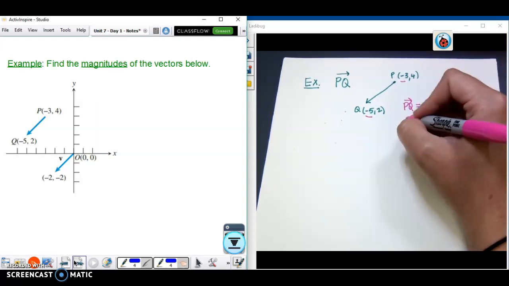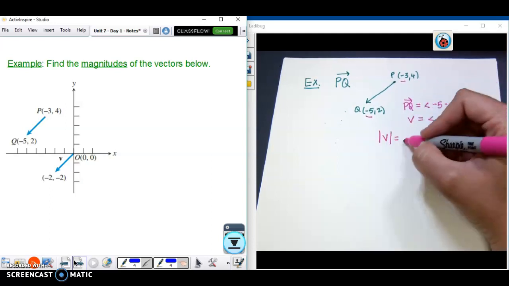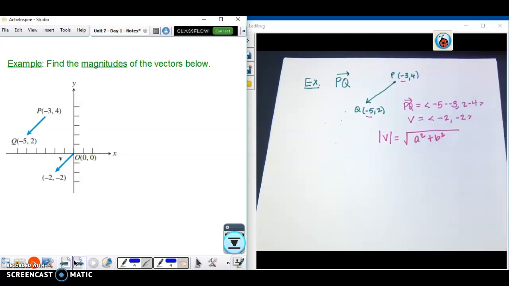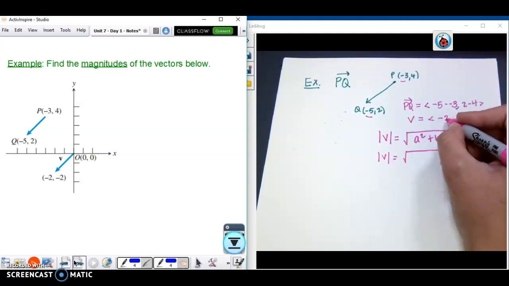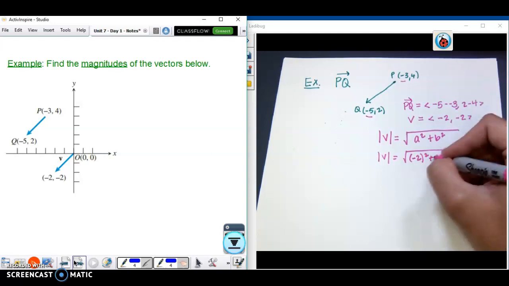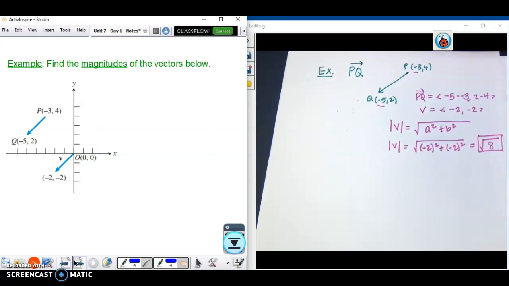I'll just call that V. If we want to find the magnitude of that vector, the formula is the square root of A squared plus B squared. Our A is this negative 2, squared, and our B is this negative 2. So we get the square root of 4 plus 4, which is the square root of 8. So the magnitude, or the length, of that vector PQ is the square root of 8.